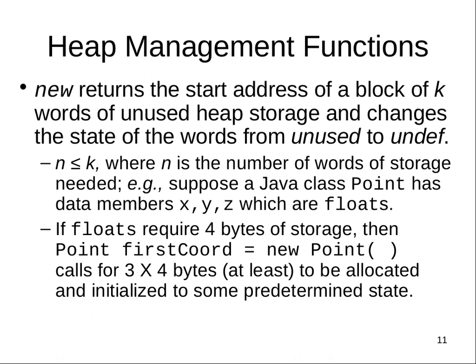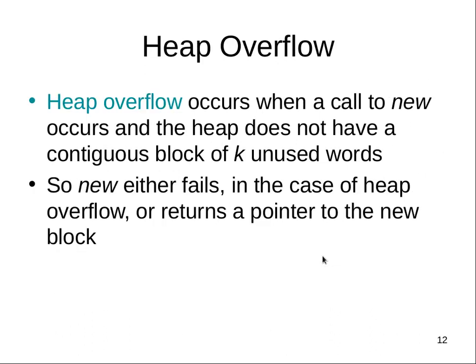It'll probably have more in Java because there's more stuff collected with it. In C++, it would have exactly that amount. Maybe a couple of extra things for the operating system, but usually very minimal. Allocated and initialized to some predetermined state, hopefully if you have a constructor that does that for you. Heap overflow happens when a new occurs and it doesn't have any more blocks to use, aka can't allocate anything.